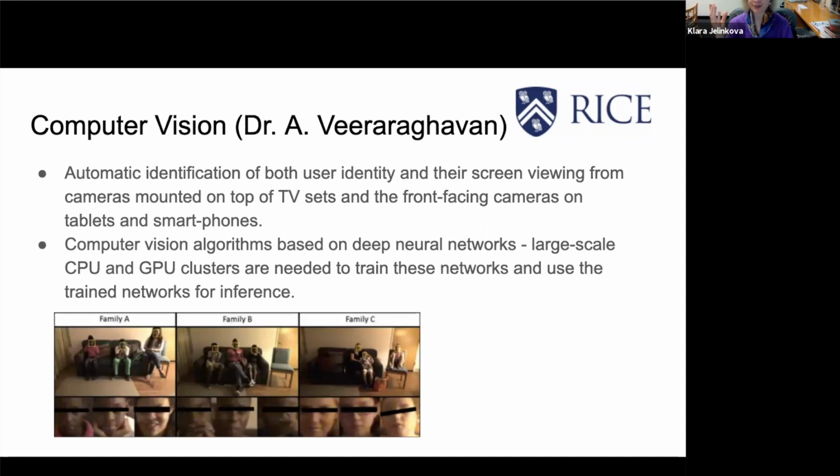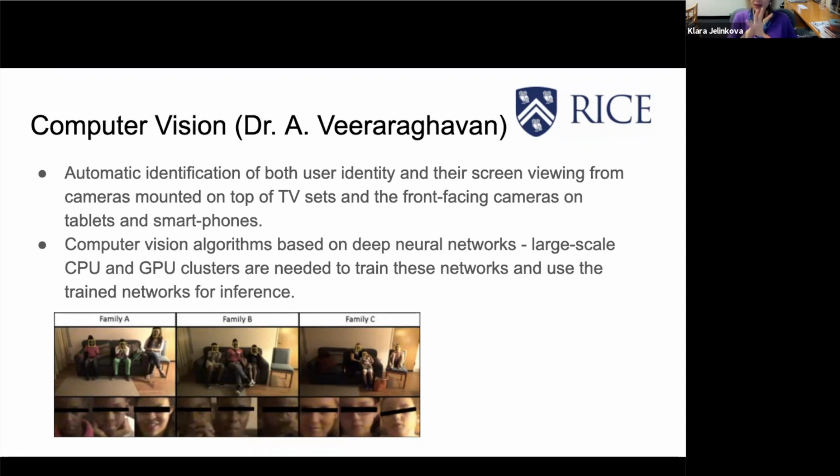Next slide. On the other side of the spectrum is computer vision, where Dr. Vera Raghavan, and I'm sorry I'm mispronouncing the name, but I'm sure Ashok will forgive me, is really working on computer vision and signal processing. And that's a very active area of research for many researchers on campuses, but also in private industry. And there are more and more reliable algorithms for face detection, face recognition, and gaze tracking, which really is about where are you looking and are you looking at the right thing. And so being able to automatically detect user identity and their screen viewing from either cameras mounted on top of televisions or cameras that are part of your mobile device or tablet is important, and doing it with 95% accuracy is important for certain applications.